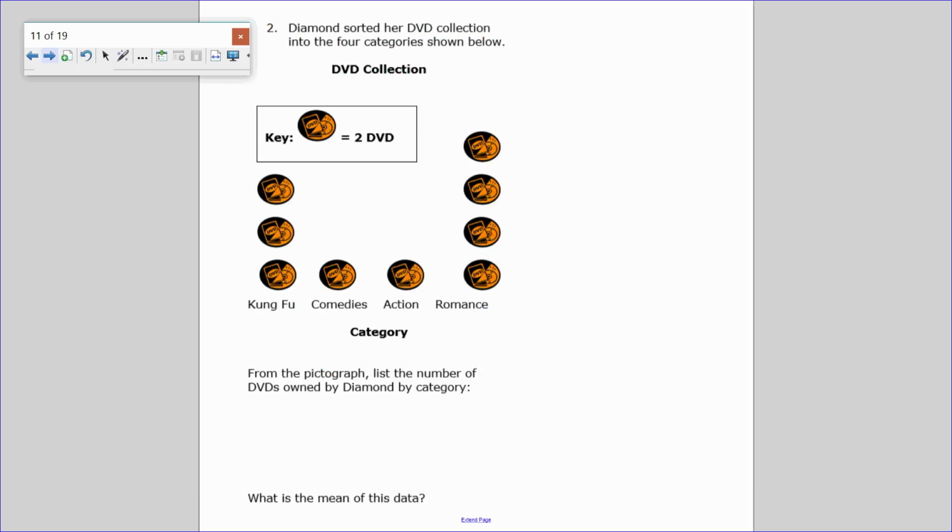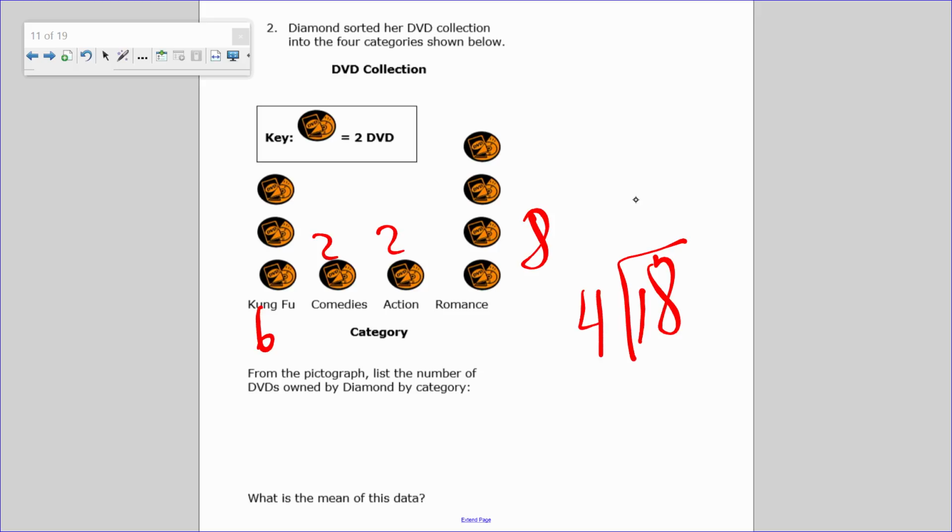Let's try another one. The key: each DVD picture equals 2. 2, 4, 6 people like Kung Fu. 2 people like comedies. 2 people like action. 2, 4, 6, 8 people like romance. From the picture graph, list the number of DVDs owned by Disney. What is the mean? If I add all of this up together, it adds up to 18. I divide it by 4 categories.